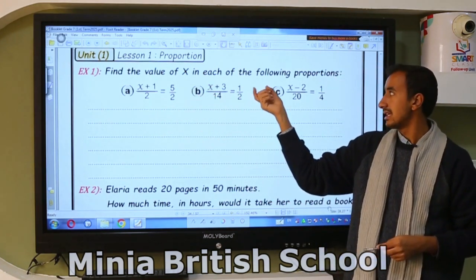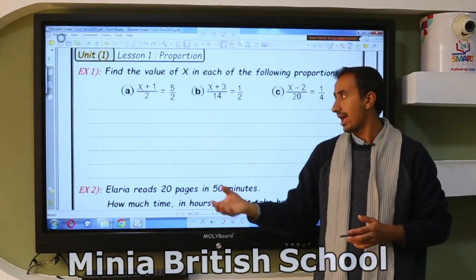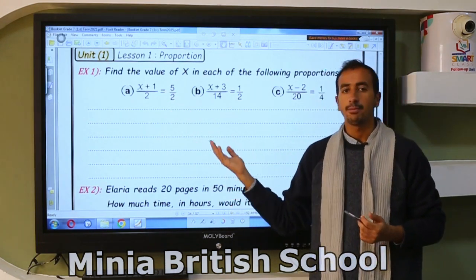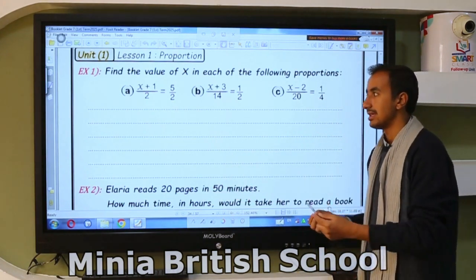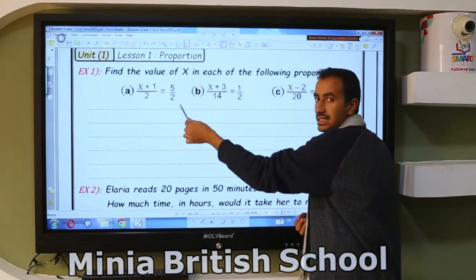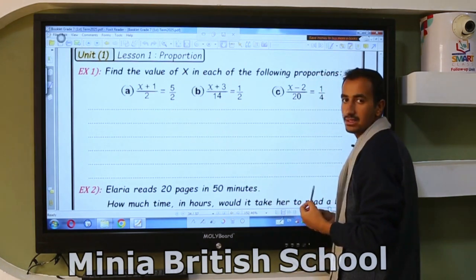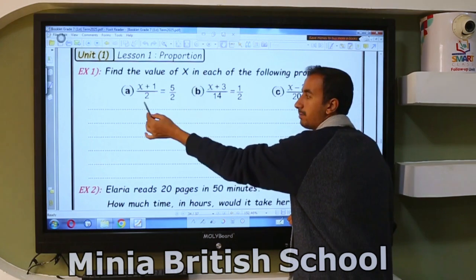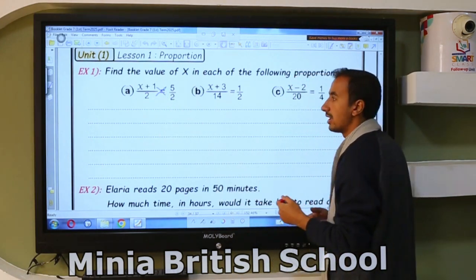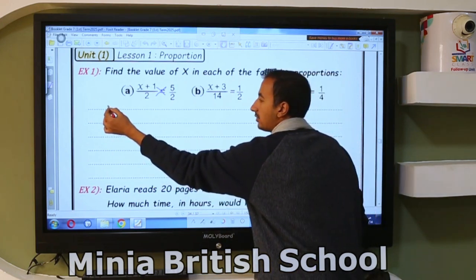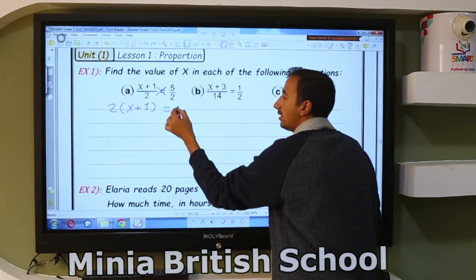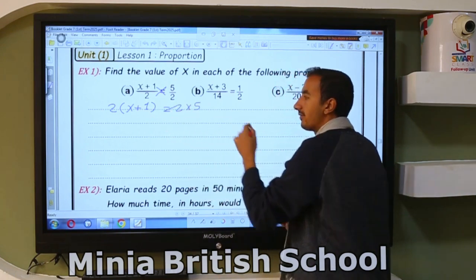Find the value x in each of the following proportions. We know that if we have two fractions that are equal, it means proportional. Take this fraction with four parts, a, b, c, d, and we can say that a times d equals b times c by using cross multiplication. So I can say that 2 times x plus 1 equals 2 times 5.